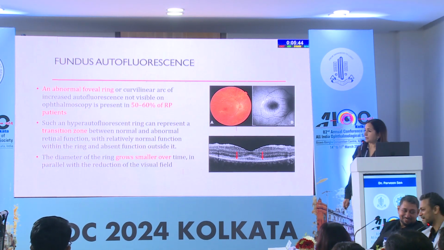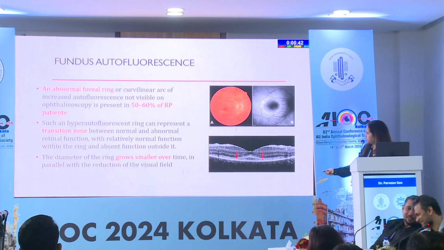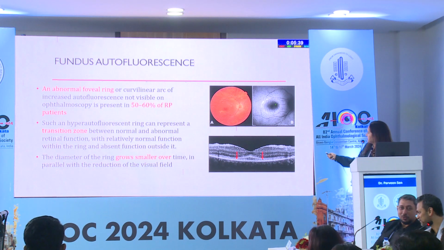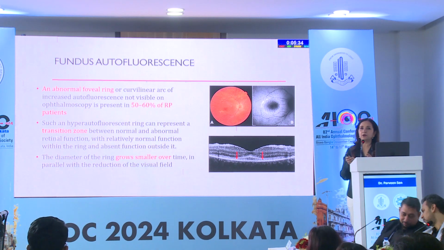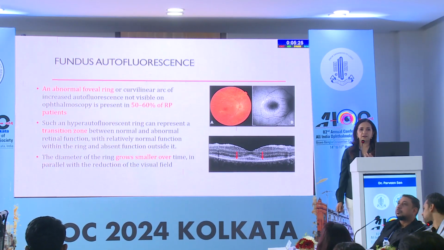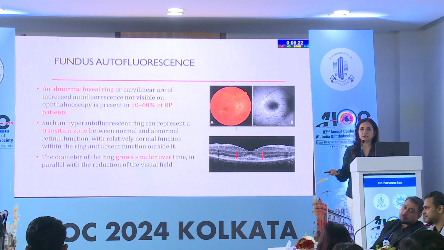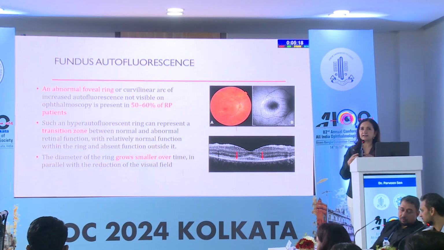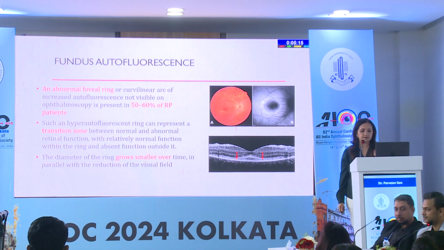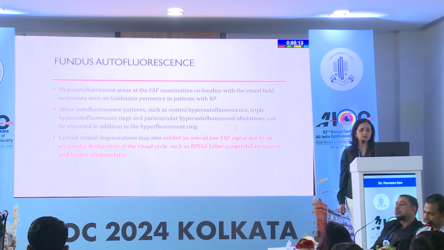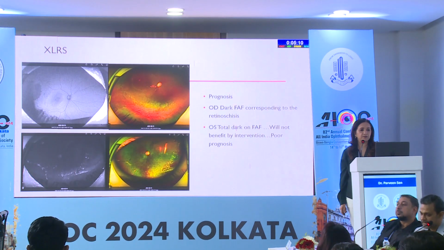Fundus photograph and autofluorescence correlate very beautifully with OCT as well. You can see this ring of hyperautofluorescence can actually mark the boundary of the diseased area from the dying area. So this can show you where the disease is now progressing. In cases of cone dystrophy, this ring goes on becoming larger and larger. In cases of retinitis pigmentosa, it goes on becoming smaller and smaller, and as it goes smaller, the tunnel vision becomes lesser and lesser. So this autofluorescence can be extremely important.